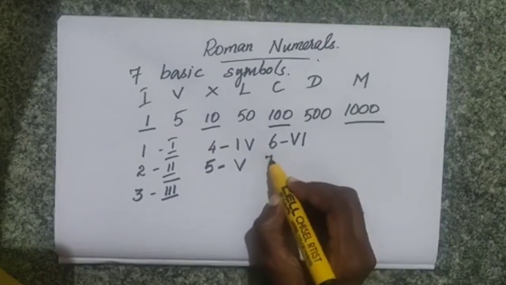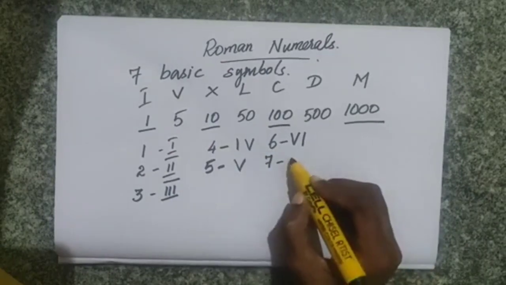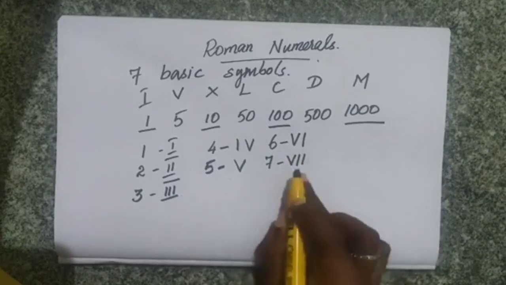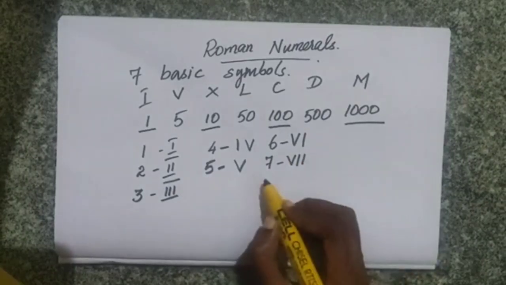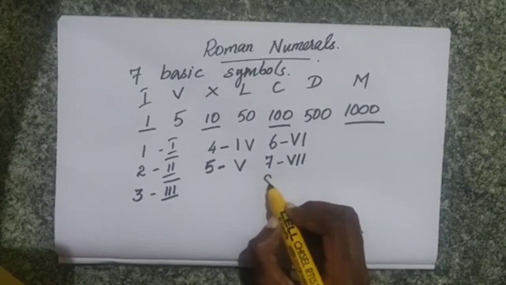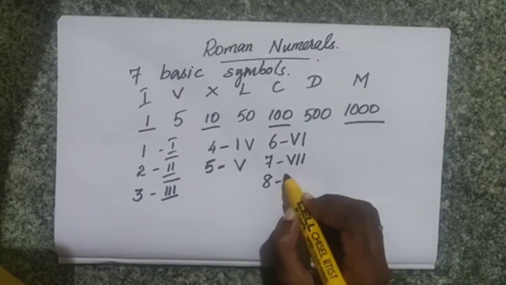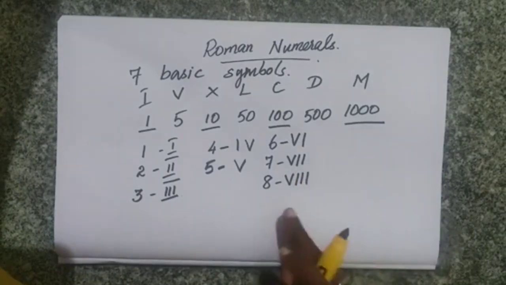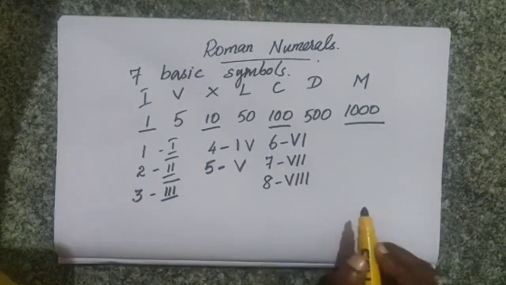Now 7. 7 is 5 plus 2. So 5 and 2 ones. So this is also on the right side. Again for 8, 5 plus 3. So 5 and 3 ones. So 5 plus 3. So 3 times now 1 we have repeated.